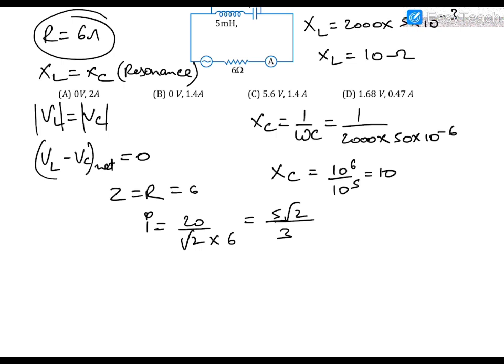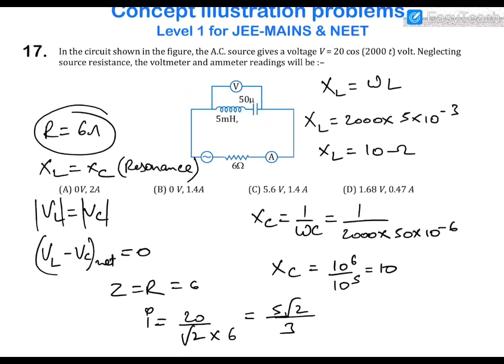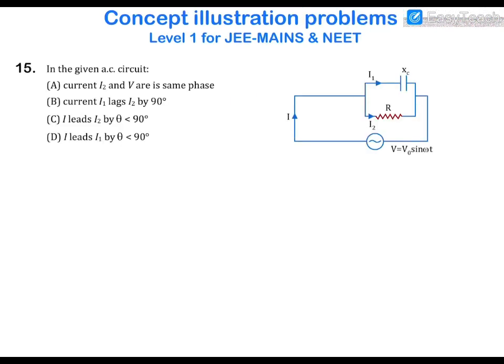It would be 5 root 2 upon 3, and obviously 5 root 2 upon 3 will be slightly greater than 1.6. So the only options which can be correct are B and A, and out of these two also we can select that A would be the correct answer, because 5 by 3 alone is equal to 1.6, so it is greater than 1.4. So I guess A will be the correct answer. Now we move on to the next question.